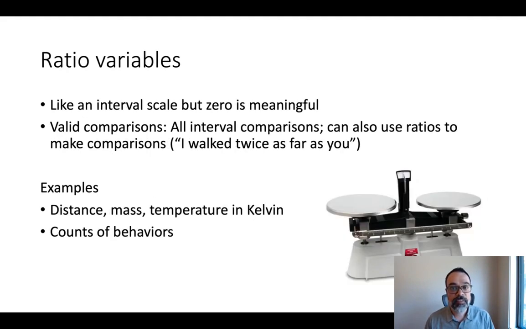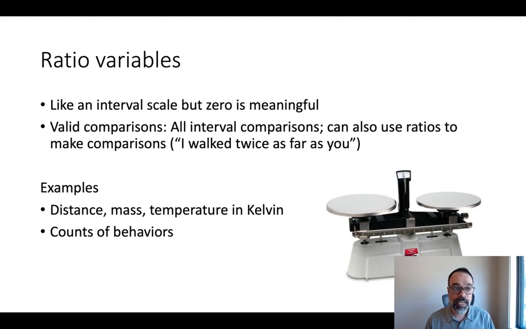The fourth scale of measurement that I want to talk about is ratio variables. Ratio variables are kind of like interval, but now 0 is meaningful. And so we can make all of the same comparisons we could with interval. And remember, interval included ordinal, ordinal included nominal. So all the comparisons I've talked about until now, we can make with ratio. But in addition, we can use ratios to make comparisons.